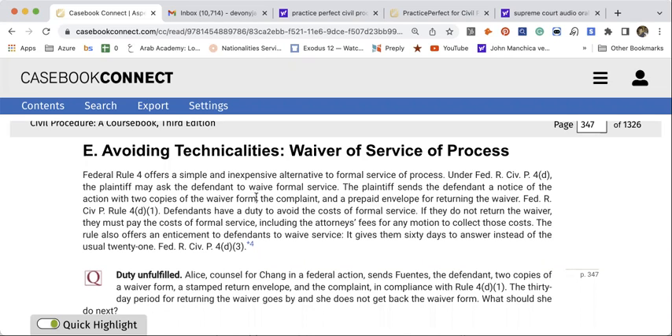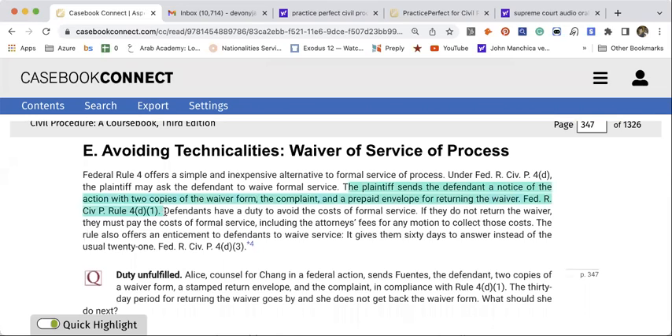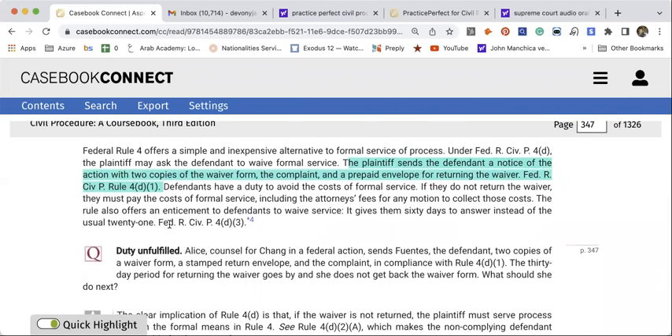The plaintiff sends the defendant a notice of the action with 2 copies of a waiver form, the complaint, and a prepaid envelope for returning the waiver. Federal Civil Procedure 4D1. Defendants have a duty to avoid the cost of formal service. If they do not return the waiver, they must pay the cost of formal service, including the attorney's fees, or any motion to collect those costs.